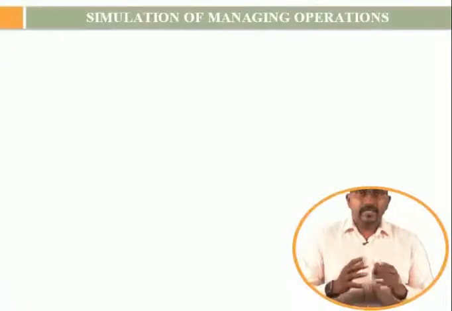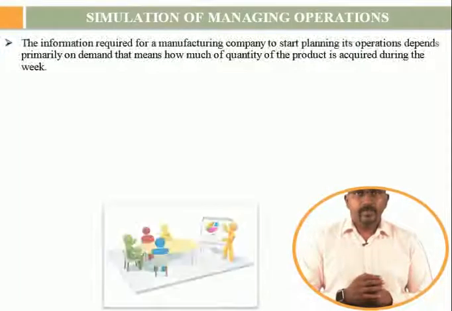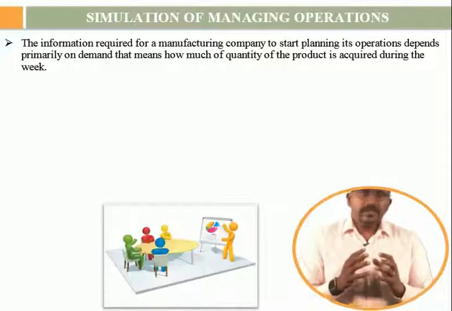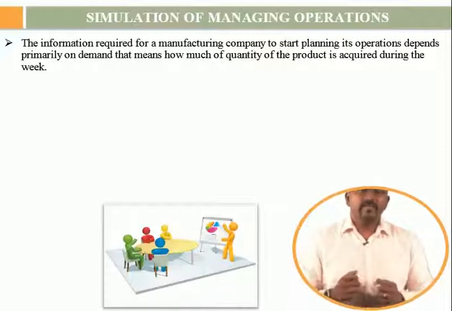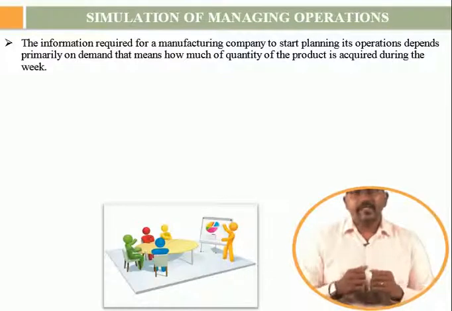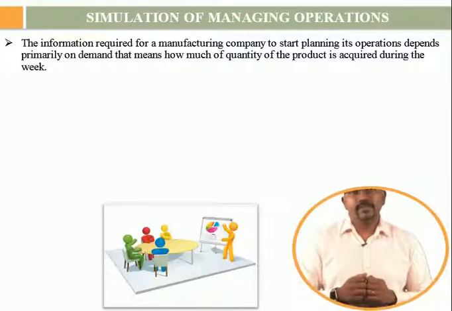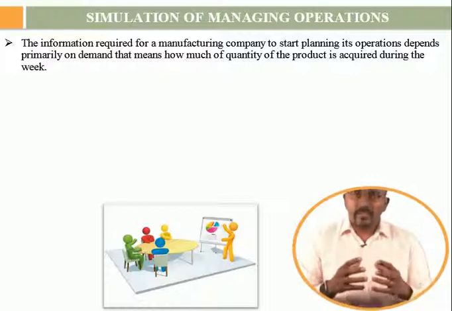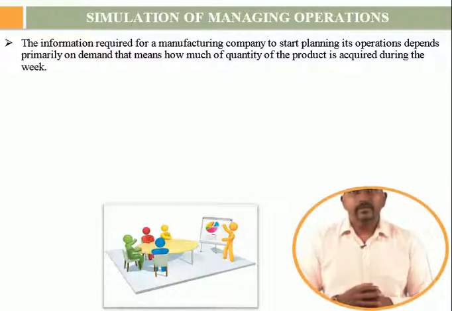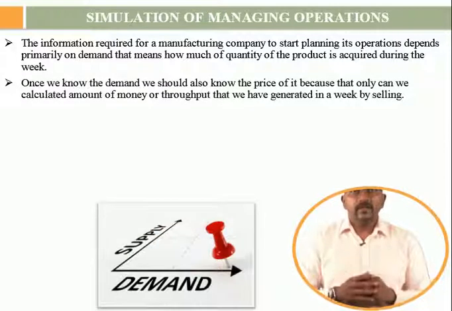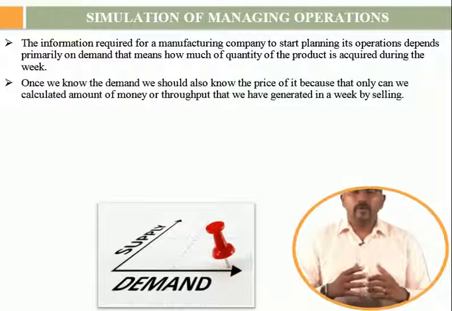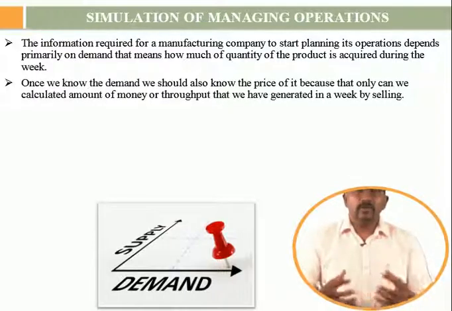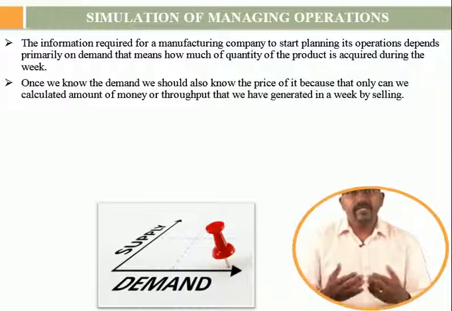Let me recap here. The information required for a manufacturing company to start planning its operations depends primarily on demand. That means how much quantity of the product is required during the week. Not only that, once we know the demand, we should also know the price of it, because only then can we calculate the amount of money or throughput that we have generated in the week by selling.